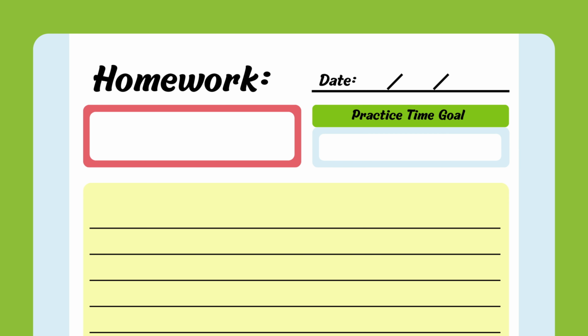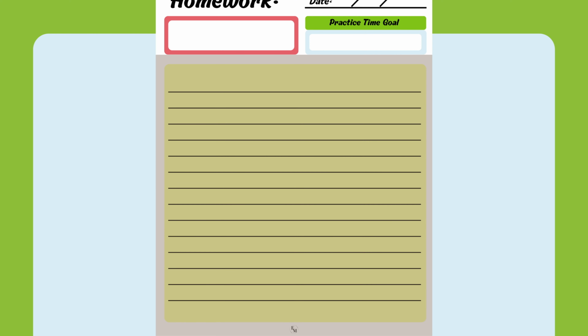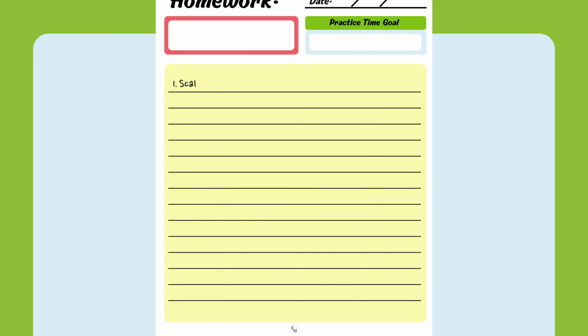The practice time goal is where teachers can write their recommendation for an amount of practice time based on the student's assignments for the upcoming week. We'll take a look at how having this information handy can be helpful to students when we look at a practice day page. The space section is where teachers can write homework assignments and other notes that a student can use as a reference during their practice time.